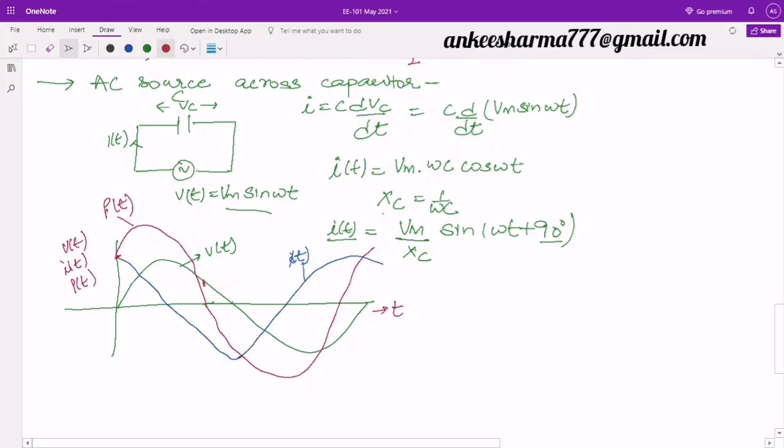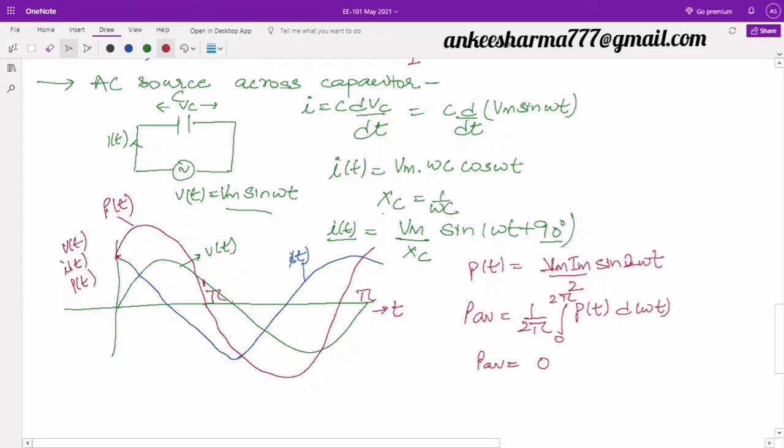Right? You can write it as pi. This says the green one was 2 pi. So from here again you will say that Pt will be equal to Vm into Im by 2, same formula, sine 2 omega t, sine twice of omega t, and your average power will be obtained from 0 to 2 pi of p of t d omega t, and it will come out to be equal to 0. So the average value again in the case of a capacitor, only a single capacitor, is also 0.